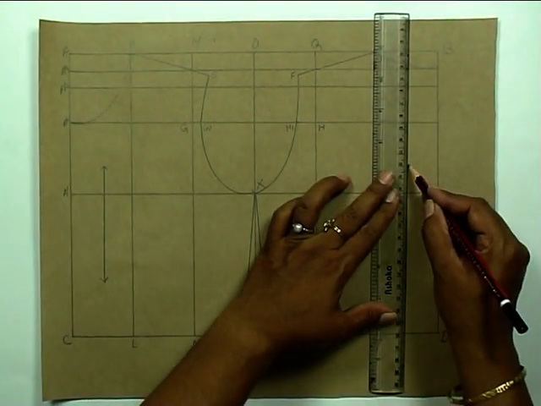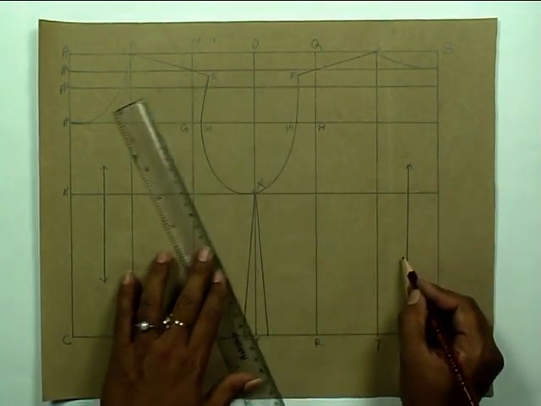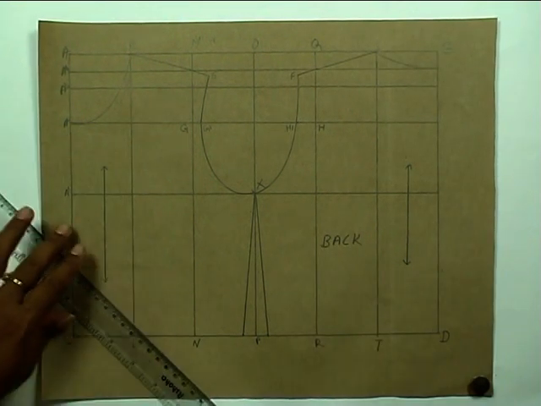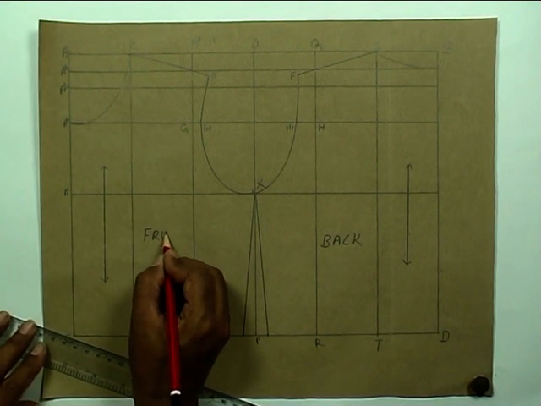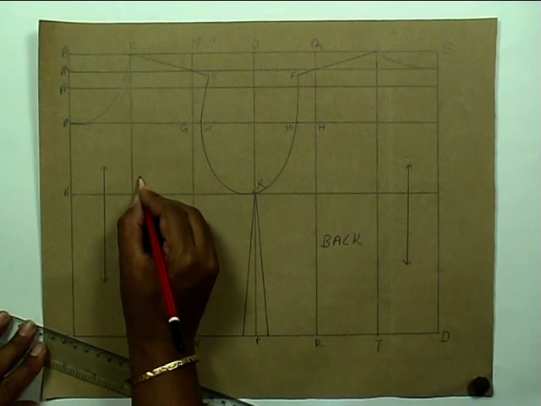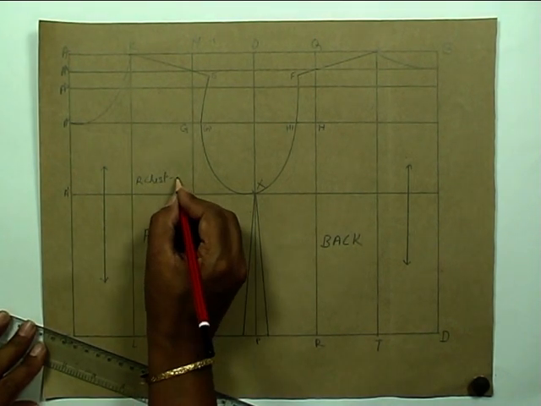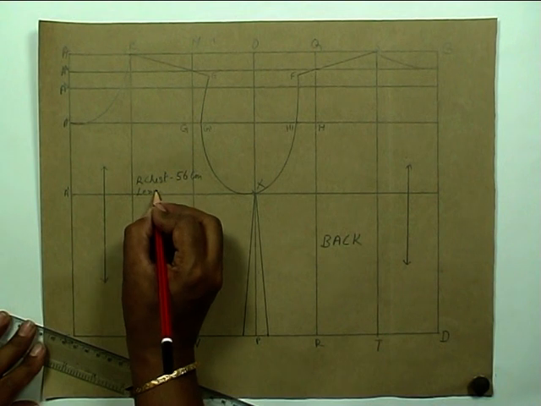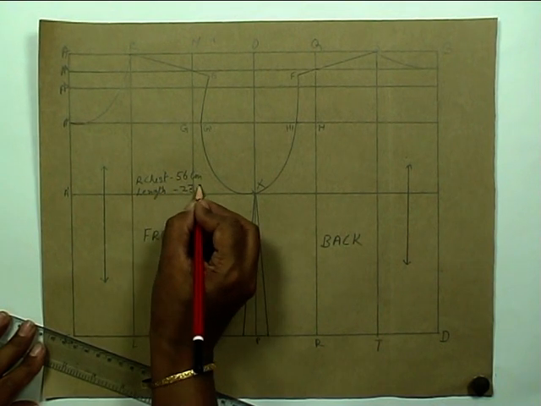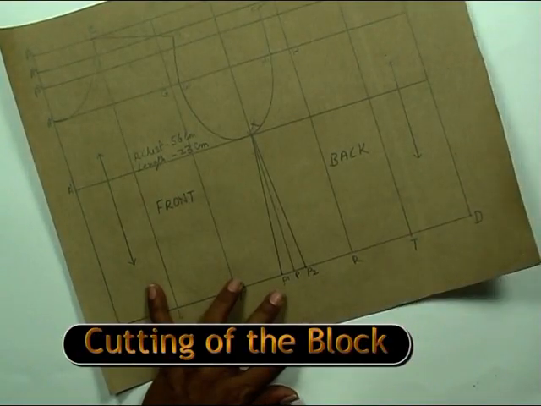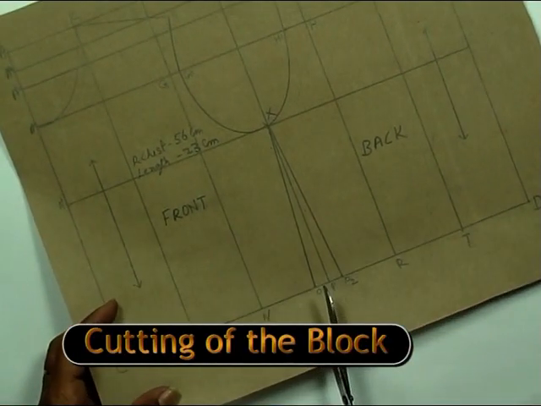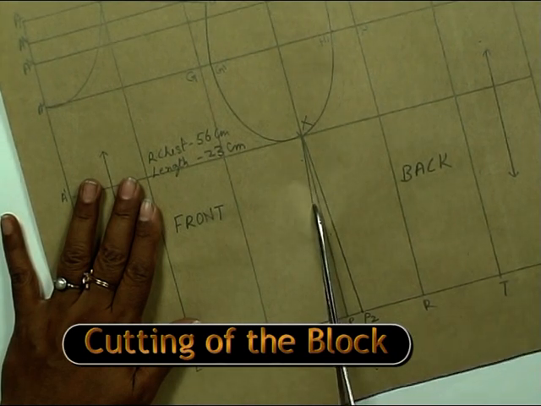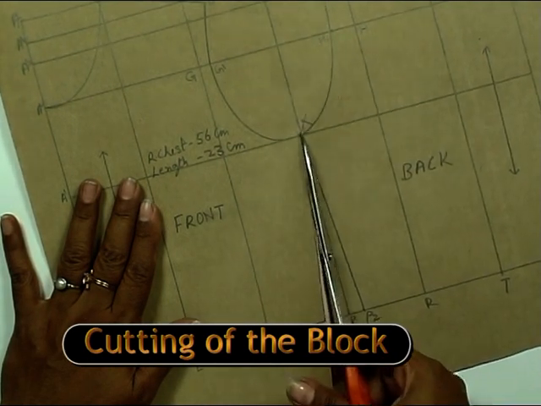The grain line of the block is being marked. This is the front part and this is the back part. The labeling of the blocks is very important, therefore you have to write whether it is back or front. So back is written on the back part, and on the front part front is written. Writing the parts and the grain line helps to place the block properly while doing the cutting. The round chest measurement on the basis of which this block is made is 56 centimeters and the length taken is 23 centimeters. Now cutting of the block.